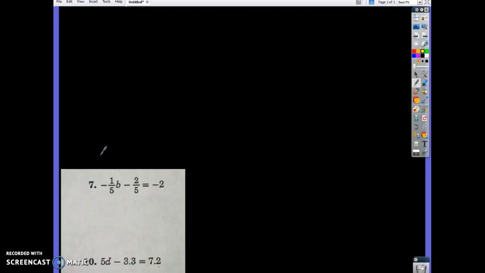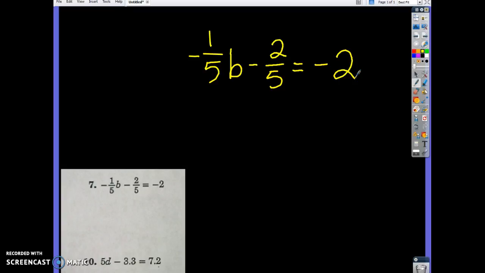Okay, so we're dealing with two-step equations. On this first one, in example number 7, it looks like I have negative 1/5 b minus 2/5 equals negative 2. Now, the way this works is the number that's connected with the variable, in this case negative 1/5, we're going to wait and save it till later.